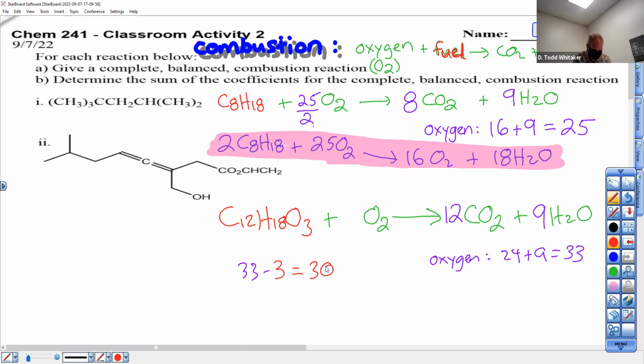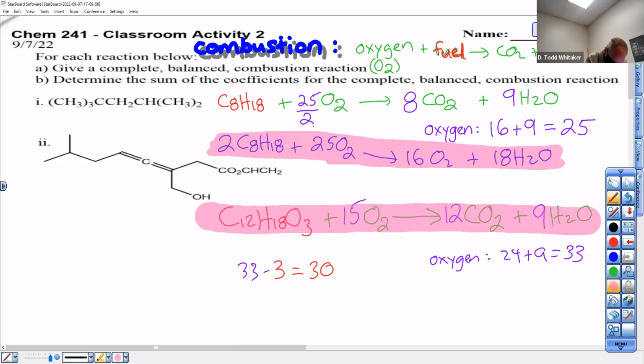What number do I put in front of O2 to get to 30? 15. Let's do it in purple. And this one's done, isn't it? Verify. 30 plus 3 is 33, and 33 over here. 18 H's, 18 H's, and 12 C's and 12. And I only need this highlighted part again. I can do it with one highlight. Look at that. That's cheating.